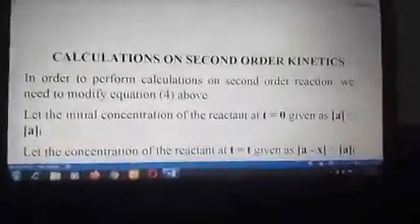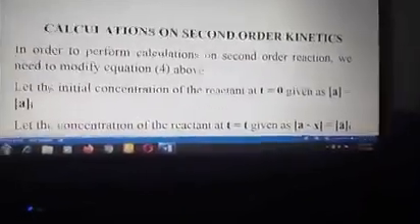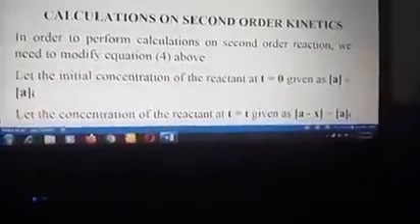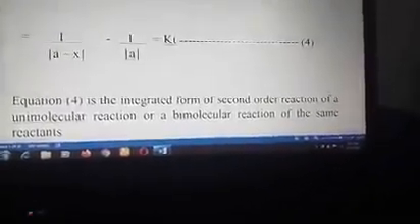In this session, we'll move over to calculation of second-order kinetics. So we say, in order to perform calculation on a second-order reaction, we need to modify equation 4. You can see equation 4 we got before. So we have to modify it.